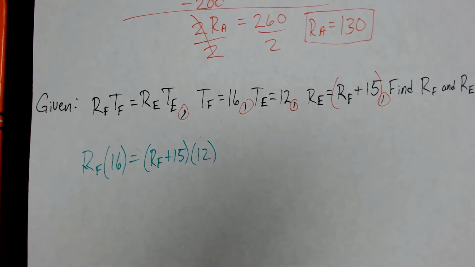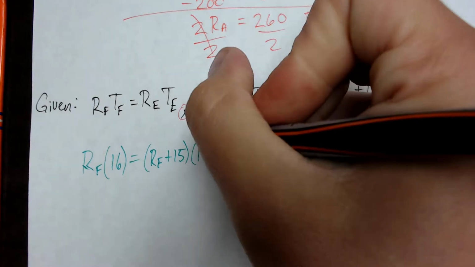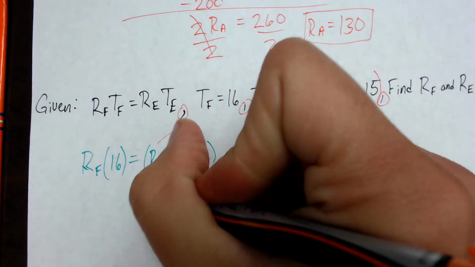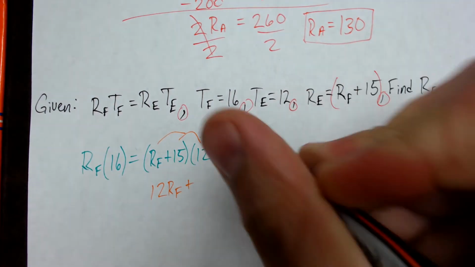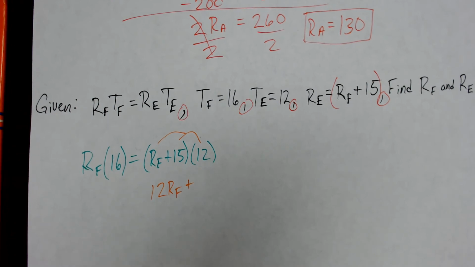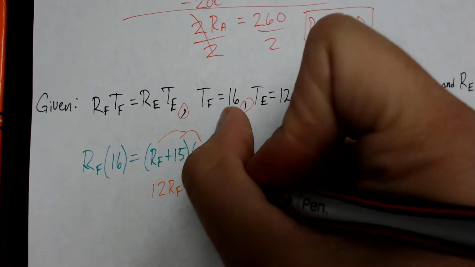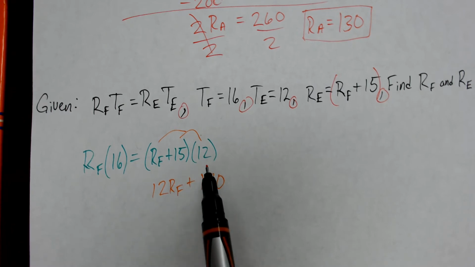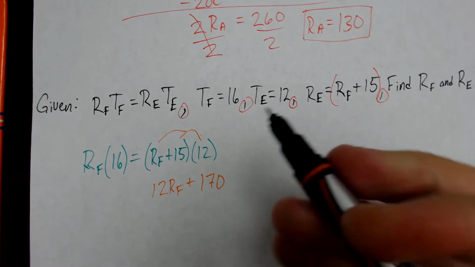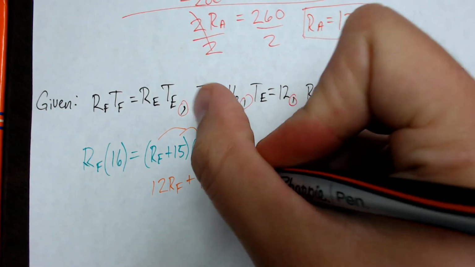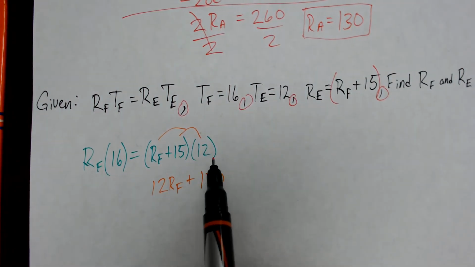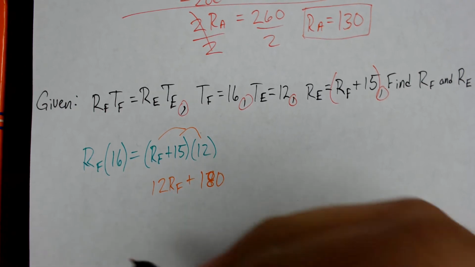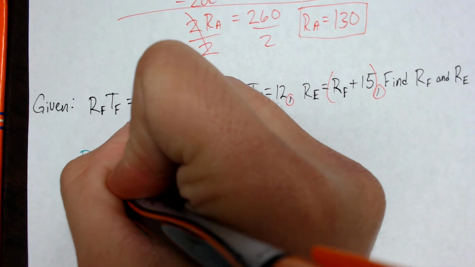I can solve this. We will begin by using distributive property on this right side. So that's going to turn into 12 times rate of F plus 12 times 15. What is that? 120 plus 60, 170? Wait, no, is it 170? Hold on, I think it's 180. Let me double check here. 15 times 10, 150. What did I do wrong when I did the 12? 12 times 10, 120. 12 times 5, 60. 120 plus 60, 180. Okay, and that is going to equal 16 times the rate of F.